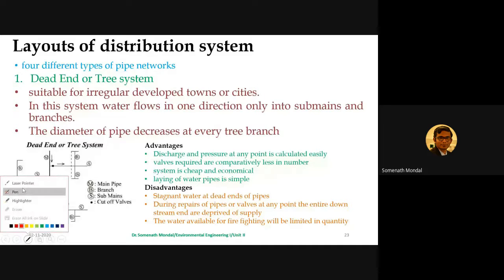Let me show you through the laser pointer. So this is the main pipeline, denoted as capital M. Now, from it you will have several different submain pipes which will be connected at different points. So this is one, this is another one, this is another one. These are basically submains, denoted as S, and each submain then divides into several branch pipes called laterals. The branch pipe is designated as capital B. So from the laterals, service connections are given to the consumers.